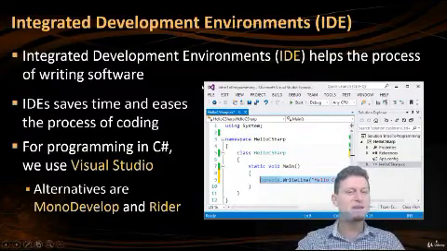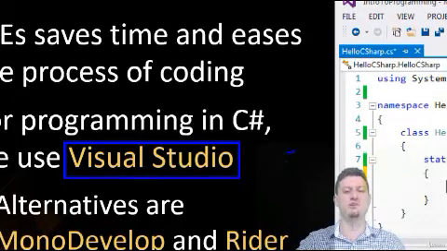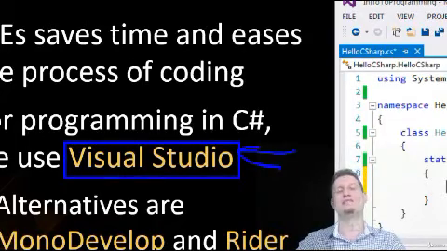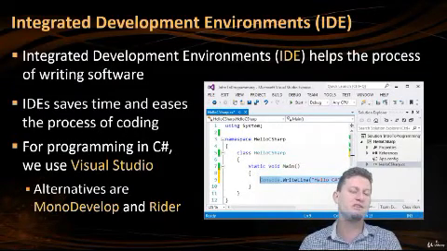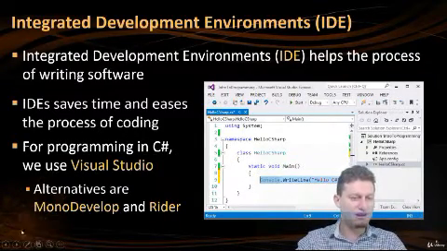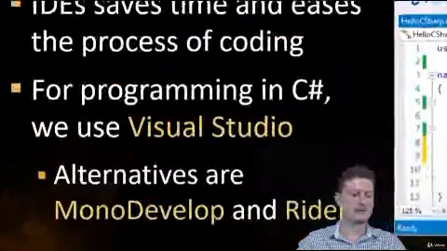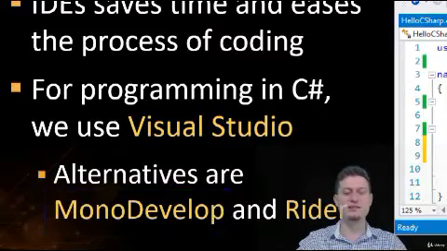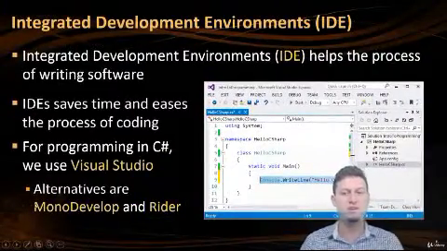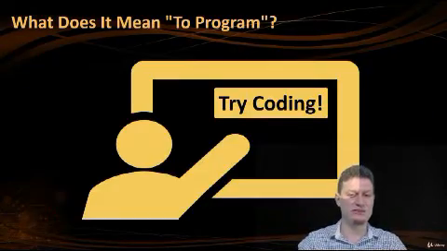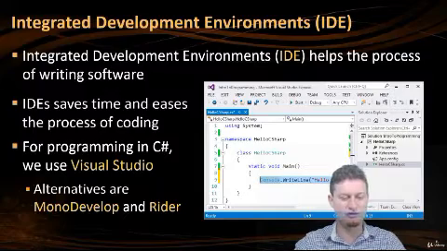So for programming in C#, we usually use the Visual Studio IDE. This is the name of the program, like when we use electronic tables, we might use Excel or OpenOffice Calc. Alternatives to Visual Studio for coding in C# are MonoDevelop and Rider. Rider is cross-platform, very powerful, but it's paid too. A very nice IDE for C#. So let's try coding, but before that I will show you Visual Studio.